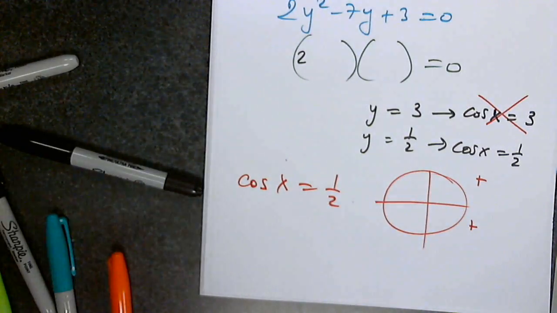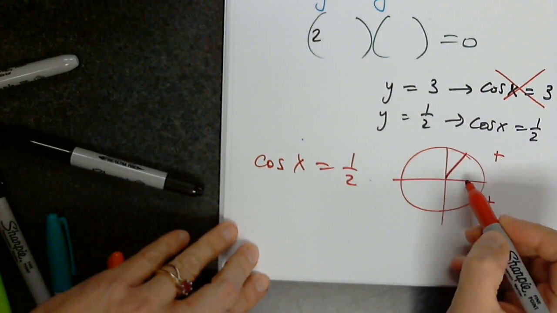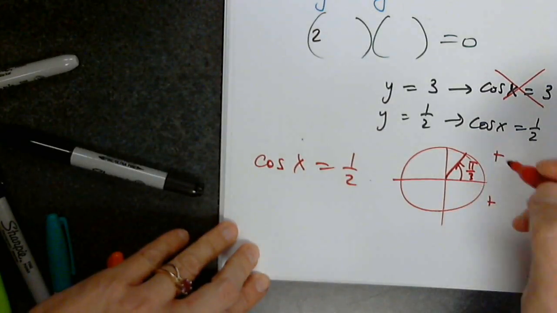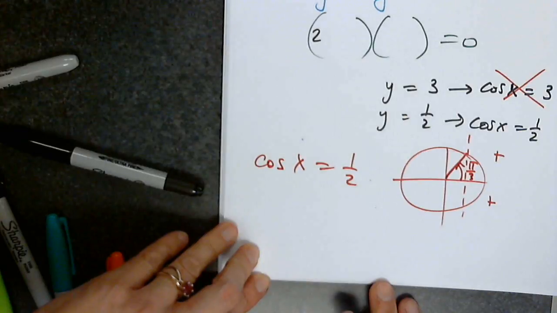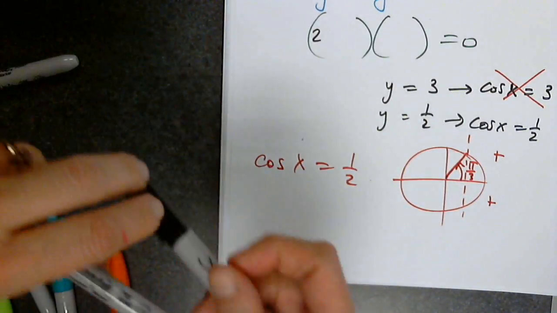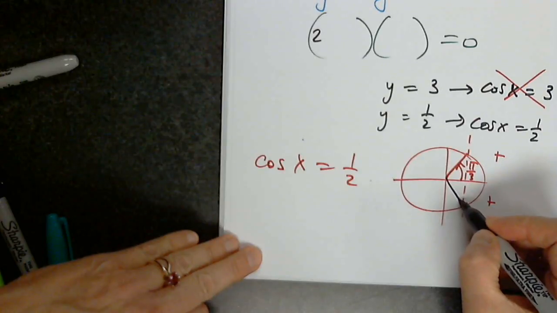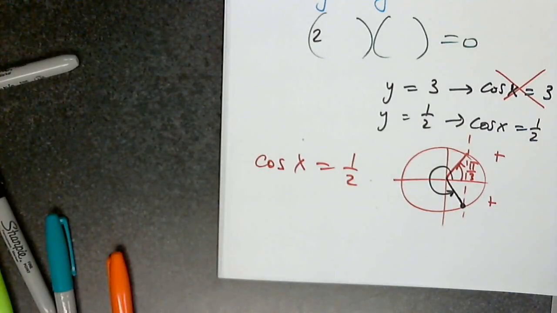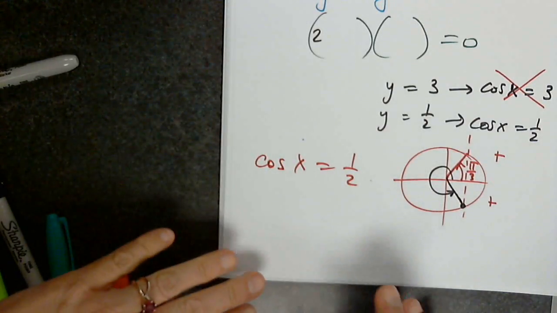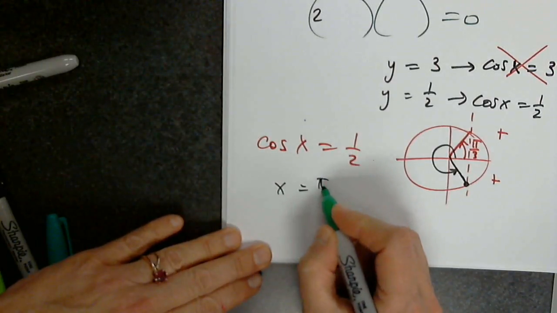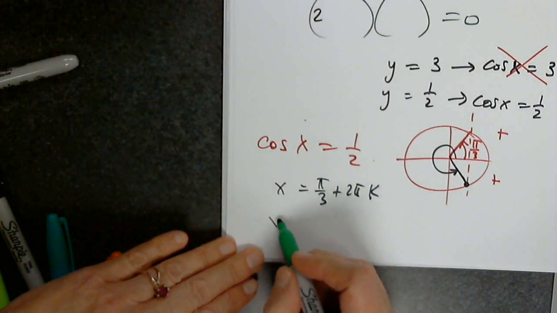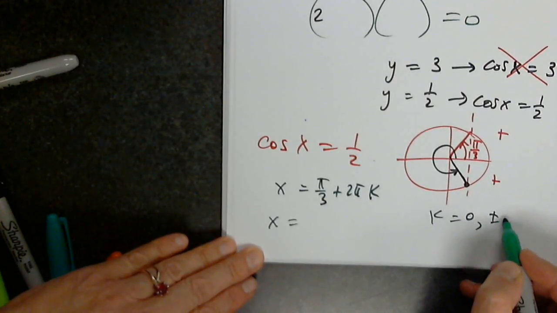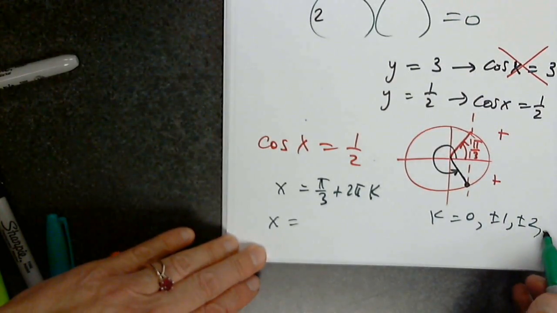Pi over 3. Yes. So then there is a pi over 3 here, and I have to draw a vertical line. It crosses the circle in another point. I connect the center to that particular point, and this is the second angle. And we should always give the answers in positive angles when we solve trig equations. I recommend that. Exactly. Pi over 3 plus 2 pi k, where k is 0, plus or minus 1, plus or minus 2, dot dot dot.